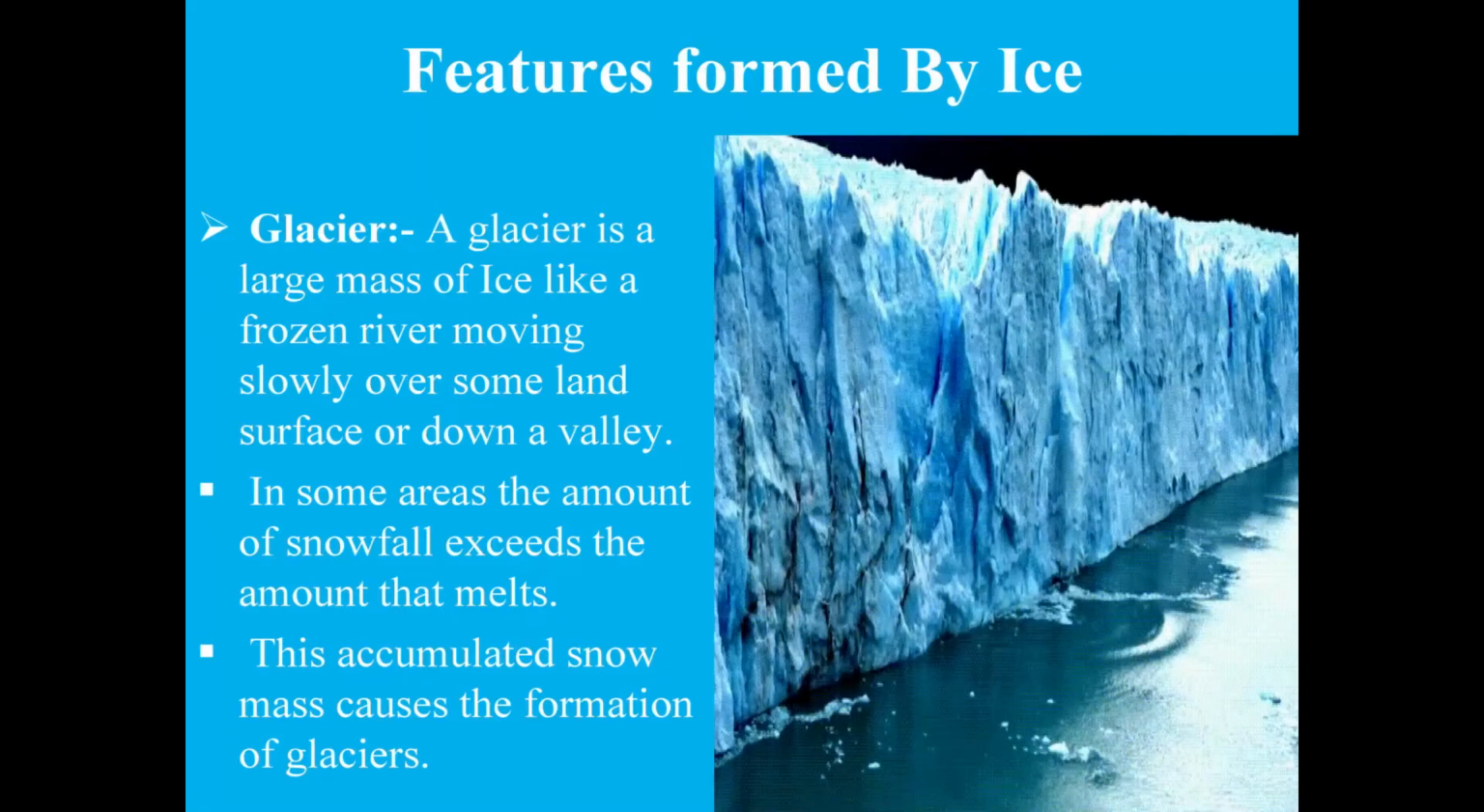Features formed by ice. First, glacier. A glacier is a large mass of ice like a frozen river moving slowly over some land surface or down a valley. In some areas, the amount of snowfall exceeds the amount that melts. This accumulated snow mass causes the formation of glaciers.